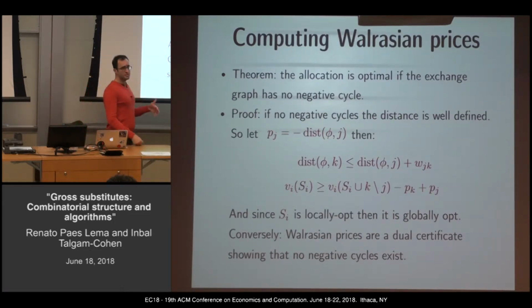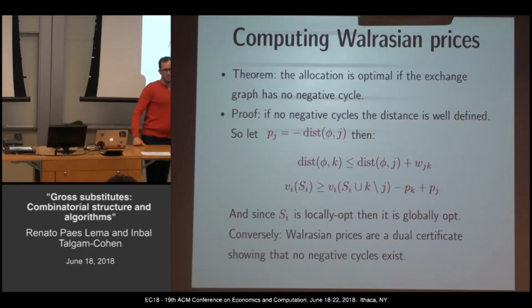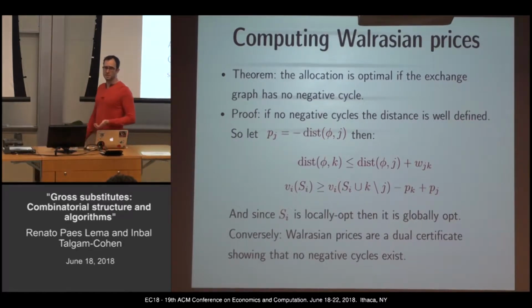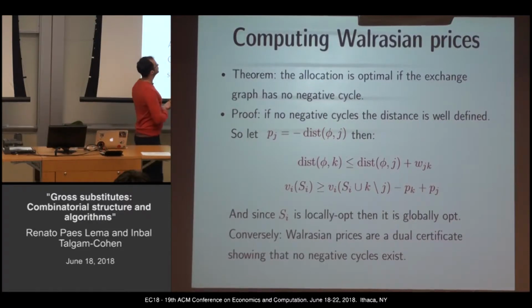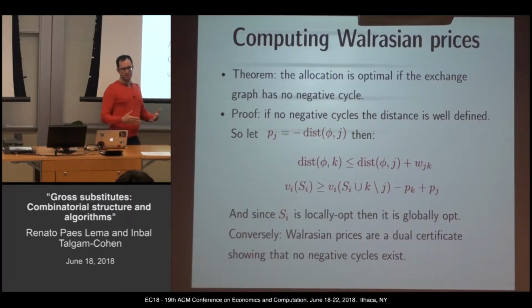So distance functions don't always exist. The reason a distance function exists is if there are no negative cycles. If there are no negative cycles, you can run Bellman-Ford and you can get a distance function. So let me take this theorem and I'll give a proof. If the allocation is optimal, the exchange graph has no negative cycle, and I can find the Walrasian prices. If the allocation is not optimal, you find a negative cycle.